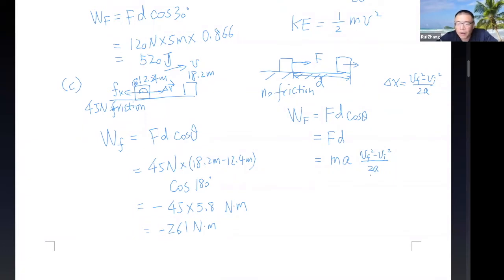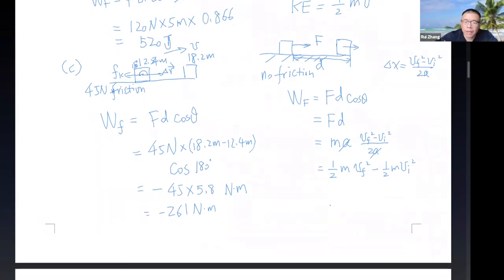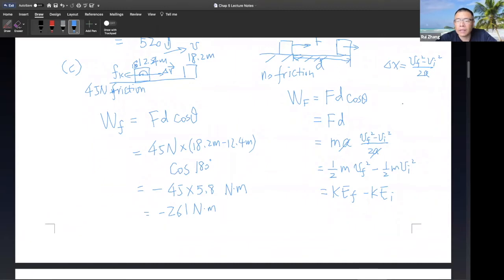So we can simplify a little bit. We can cancel a from here and here, and then we'll end up with 1/2 m VF squared minus 1/2 m VI squared. Now, what does that tell us? Notice this is nothing but our definition of kinetic energy. So we could write this as KE final minus KE initial, final kinetic energy minus initial kinetic energy.